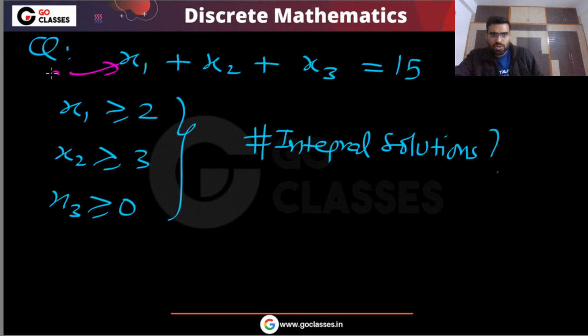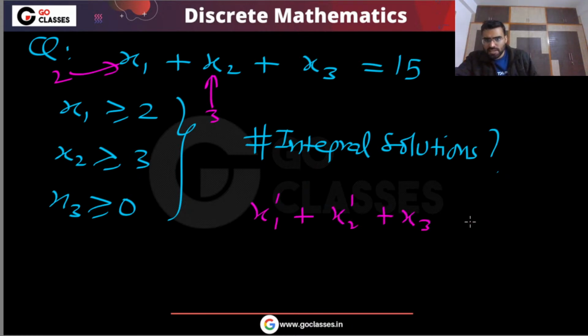So to this x1 you directly give 2. To this x2 you directly give 3. So what's finally what I have? I have x1' plus x2' plus x3. Okay, I have directly given 2 to x1. I have directly given 3 to x2.